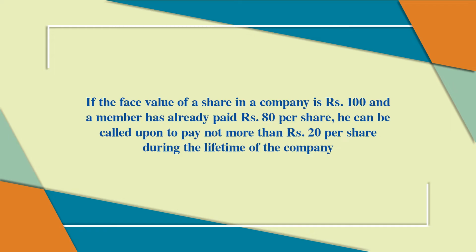A company may be a company limited by shares or a company limited by guarantee. In a company limited by shares, the liability of the members is limited to the unpaid value of the shares. For example, if the face value of a share in a company is Rs 100 and the member has already paid Rs 80 per share, he can be called upon to pay not more than Rs 20 per share during the lifetime of the company. In a company limited by guarantee, the liability of the members is limited to such amount as the member may undertake to contribute to the assets of the company in the event of its being wound up.